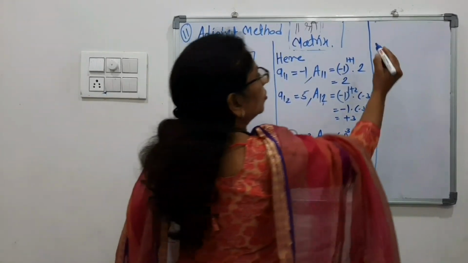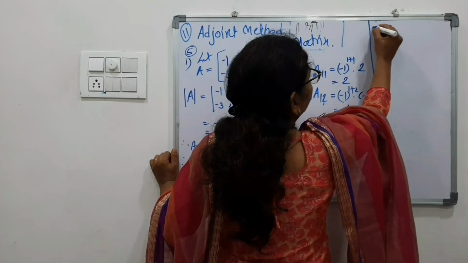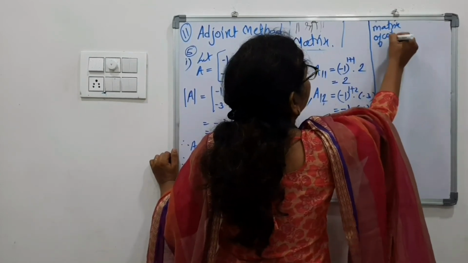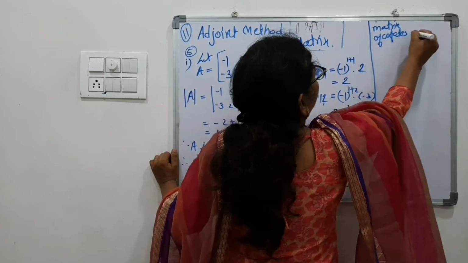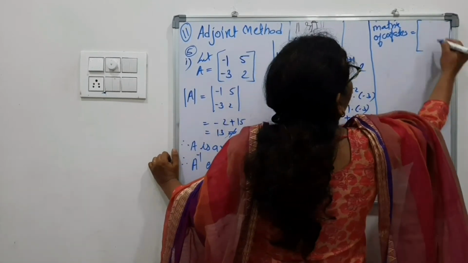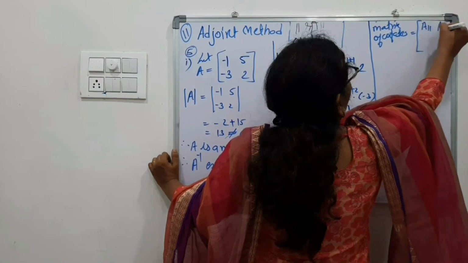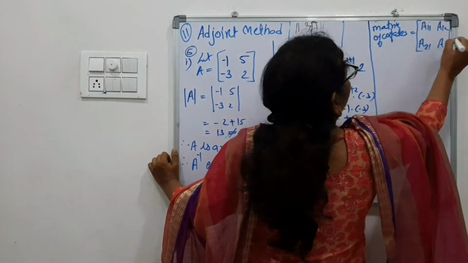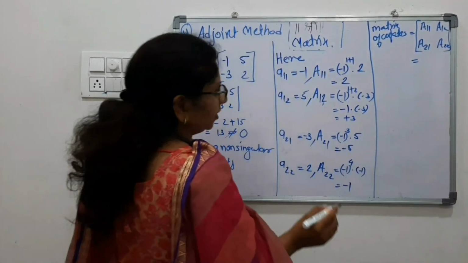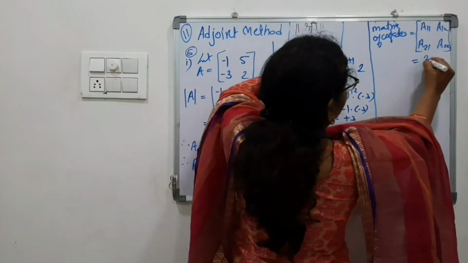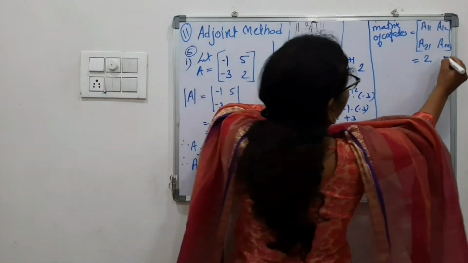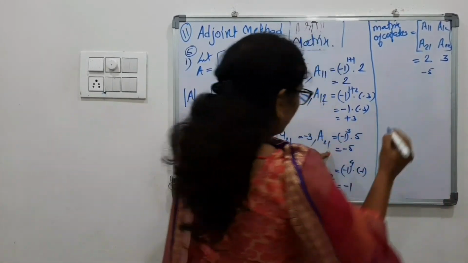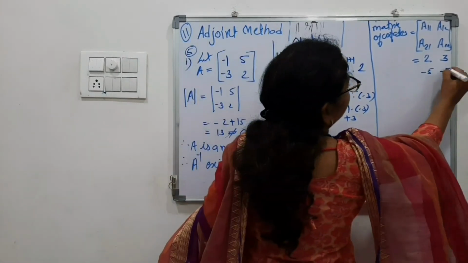So now matrix of cofactors we will write. Matrix of cofactors, that is, we know that A11, A12, A21, A22. Put all the values. What is A11? 2. What is A12? 3. What is A21? Minus 5. And what is A22? Minus 1.